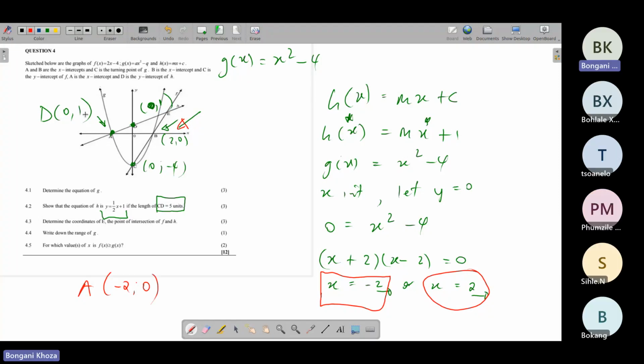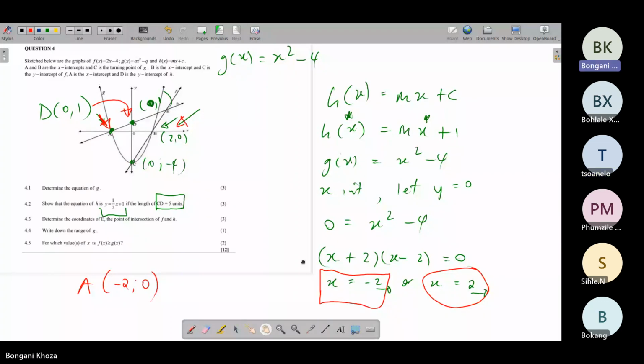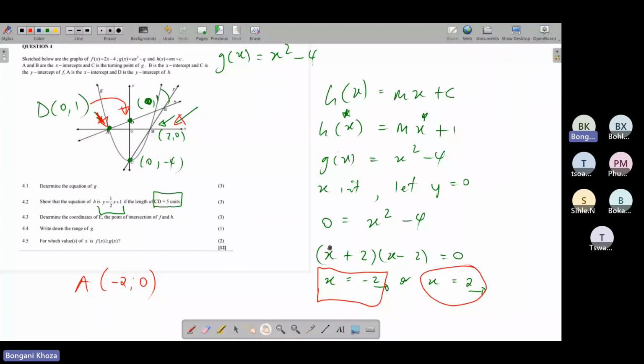This is D, this is A. Minus 2 and 0. Any questions regarding that one? No, sir. All right, so remember what we were doing here. All of this was just for us to get a coordinate that we can substitute back here. Right, so let's see if that worked.